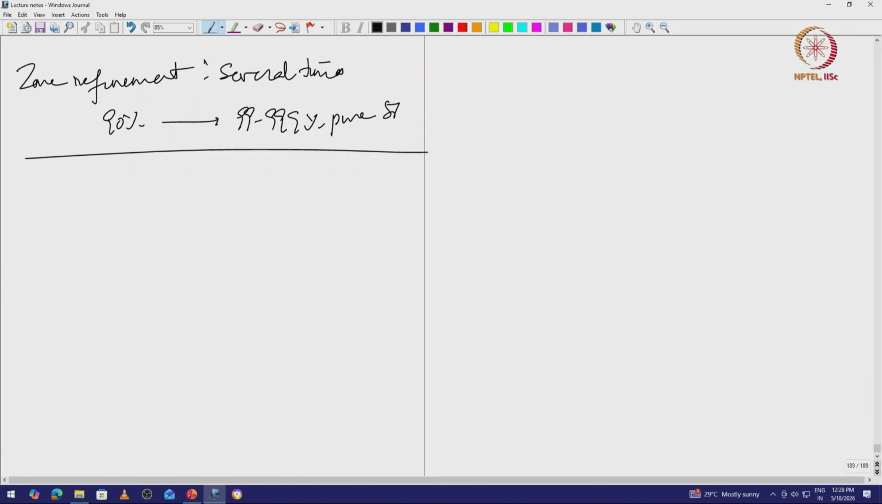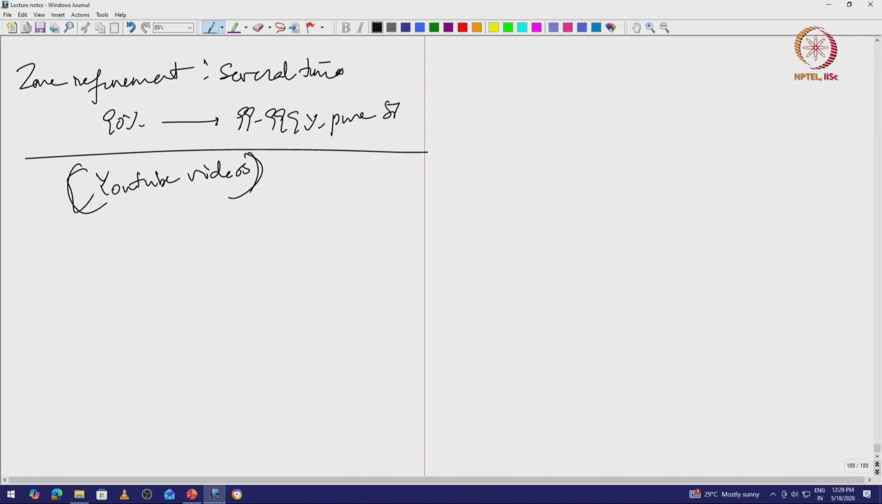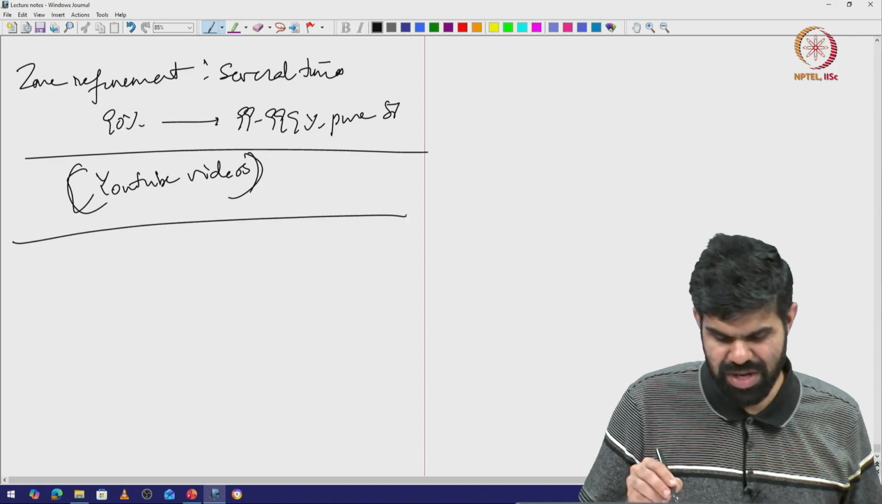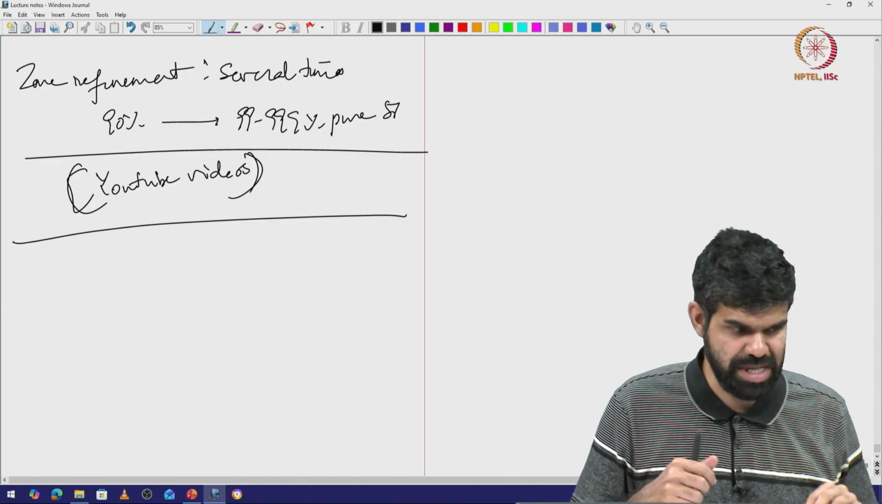Now you can check out YouTube videos on how zone refinement is really done. I cannot show you, but even right now in standard labs you have single crystals that are zone refined to much more purity, and you can actually see that. Even in academic labs these zone refinement setups do exist.